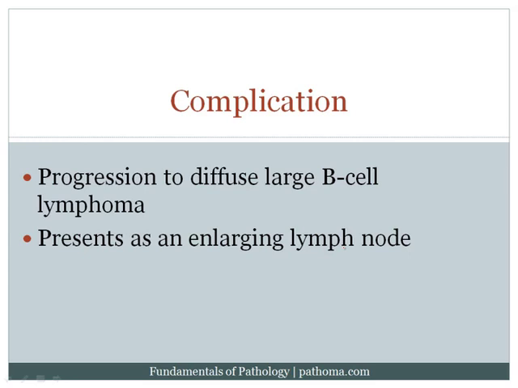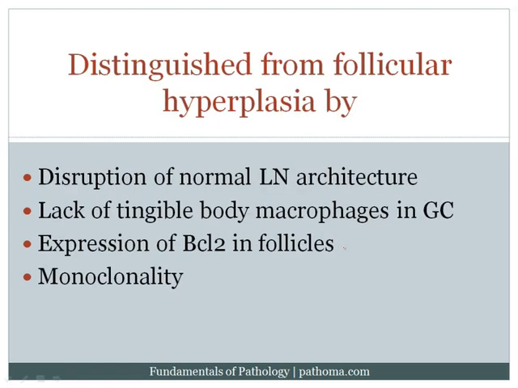Now recall that patients with follicular lymphoma have generalized lymphadenopathy, where they have multiple lymph nodes in their body that are enlarged. If all of a sudden one of those lymph nodes begins to become further enlarged, begins to grow more, then we think about progression to diffuse large B-cell lymphoma. It is very important for the purposes of both clinics as well as board exams to distinguish follicular hyperplasia from follicular lymphoma. Now, what do I mean by that?